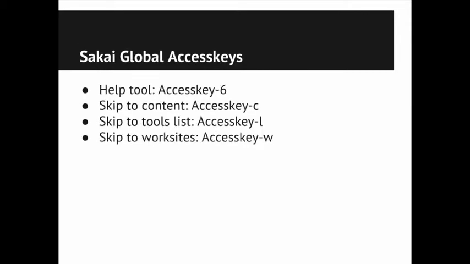And just if you don't know what an alt key is, these are hotkeys to jump to content, jump to certain areas like navigation inside Sakai. So if you press, depending on the web browser you're using, in Firefox on the PC, for example, Alt-C will jump the focus of your web browser right into the main content area. 6 will take you to the help, and L will take you to the menu on the left.